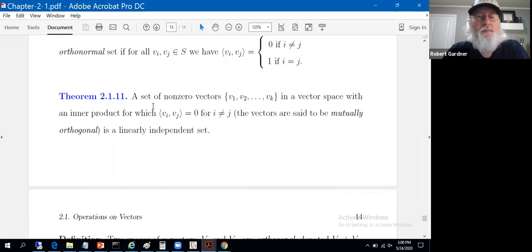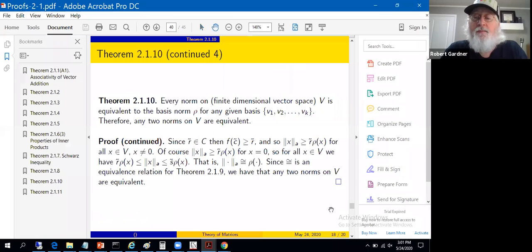Nothing like that last one. Theorem 11 says a set of non-zero vectors, v1 through v sub k, in a vector space with an inner product, for which the inner product of v sub i and v sub j equals 0 for i not equal to j, so those vectors are mutually orthogonal, is a linearly independent set. So you take non-zero vectors that are mutually orthogonal, then you've got a linearly independent set. Let's look at the proof of that one.